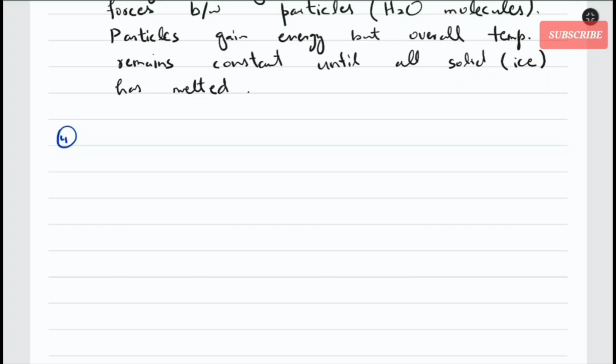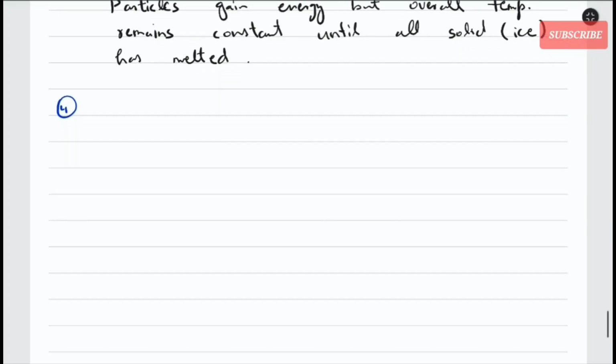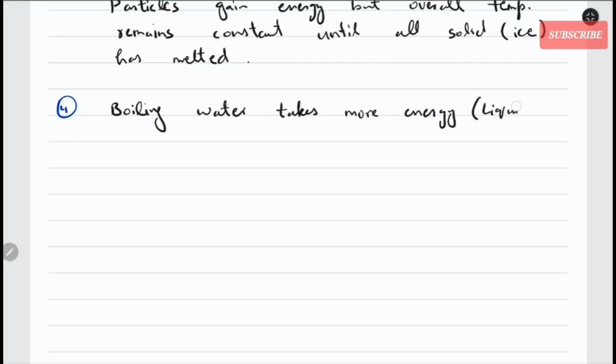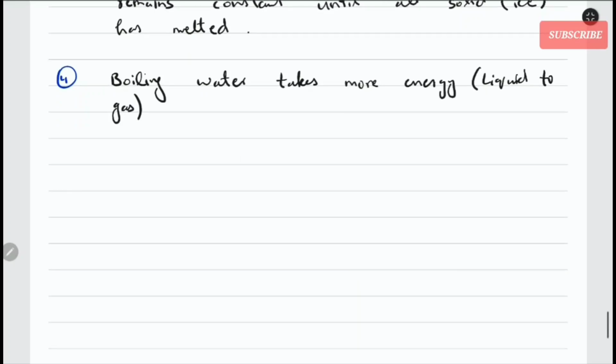So there would be more change in energy at the boiling point when the liquid is boiling. Okay, so boiling water, or whatever liquid you are talking about, takes more energy. Okay, changing from liquid to gas, right? So how would they ask for evidence, all right?